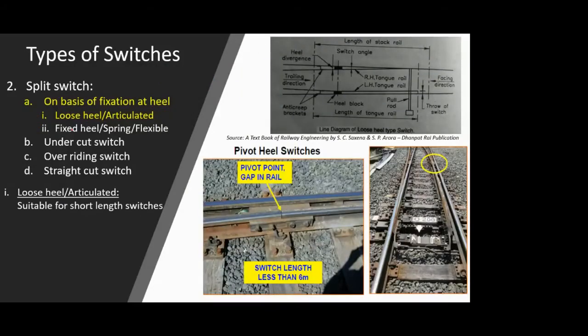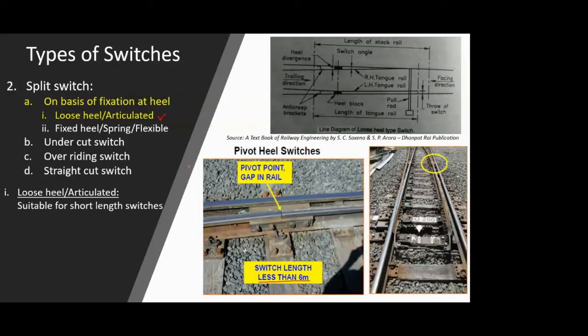Continuing with this loose heel itself, there is a picture of it. This type of switch is used where your tongue rail length is less, less as in less than 6 meters. If you have a very short tongue rail length, in that case we prefer this loose or articulated heel.